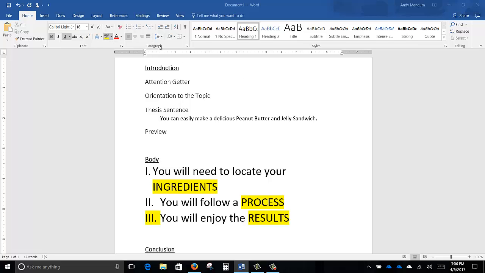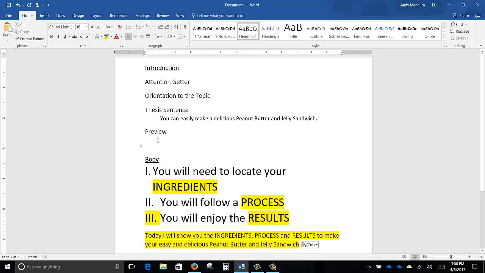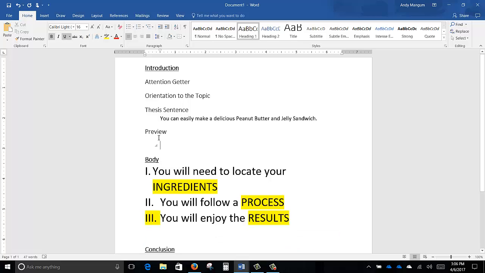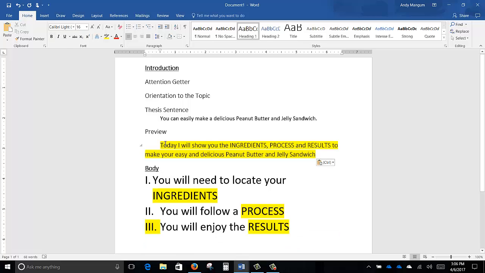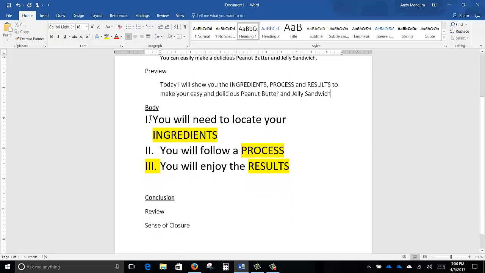This preview is going to say something along the lines of, today I will show you the ingredients, process, and results to make your easy, delicious peanut butter and jelly sandwich, right? Now that I have my thesis and my preview, I can go back and work in some other things. Let's talk about the body of the speech.